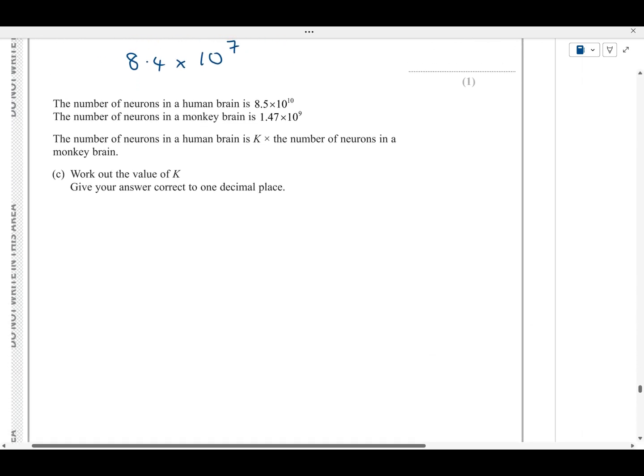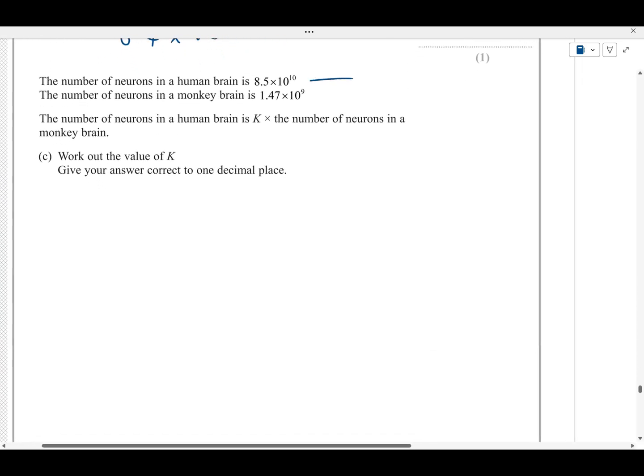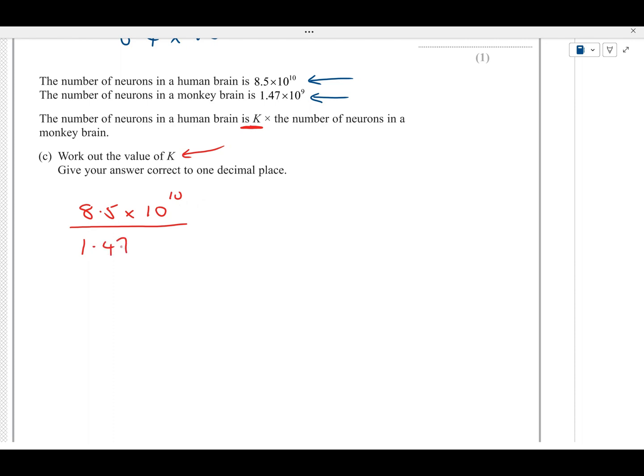The number of neurons in a human brain is this. The number of neurons in a monkey brain is that. Okay? There are more in a human brain, aren't there? The number of neurons in a human brain is how many times the number of neurons in a monkey brain? Work out the value of k. So I'm going to have to do the number of neurons in a human brain, divided by the number of neurons in a monkey brain to work out how many times more neurons there are in a human brain.